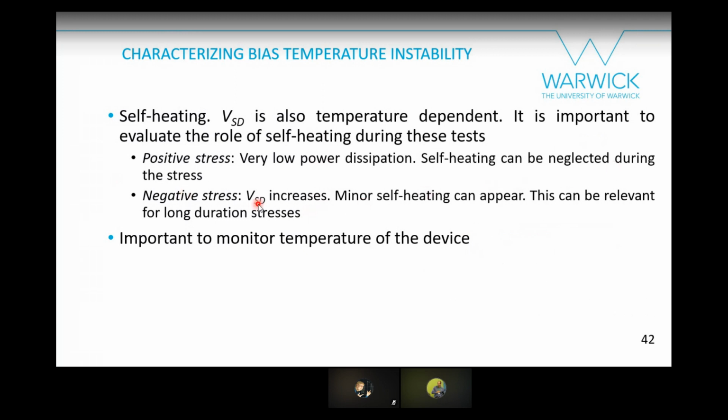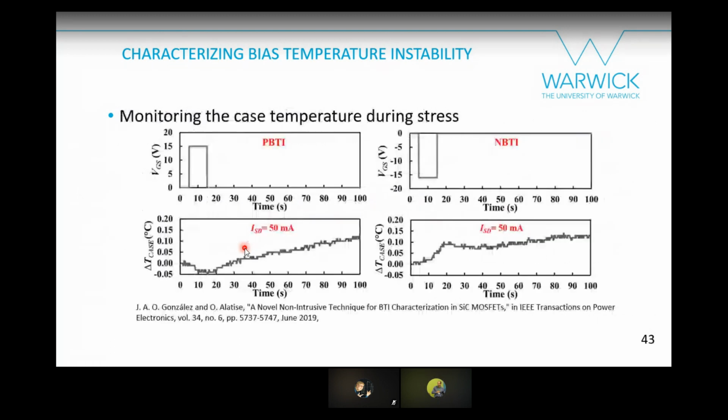Negative stress, so BSD is going to increase. You're going to have 2.7 volts, something like that, and low current. You can have some minor self-heating, and this can be relevant for long duration stresses. So it's important to monitor the temperature of the device at some heat sinks and monitor that your temperature is not increasing. So we monitor the temperature during the stress, 15 volts and -15, 16 volts.